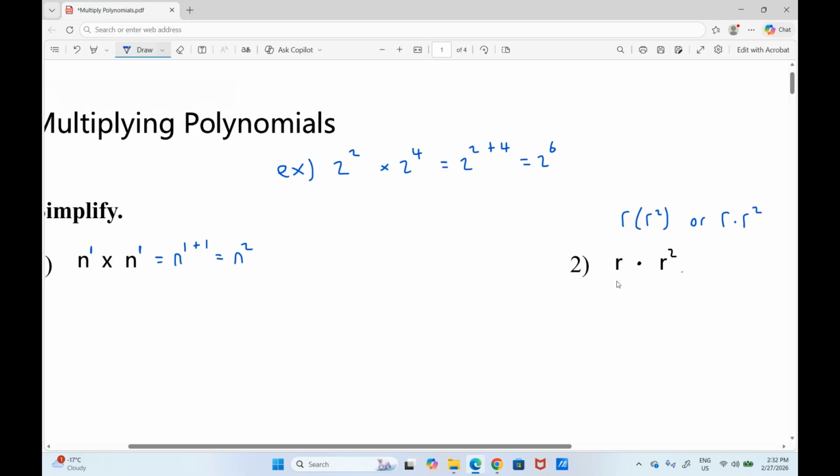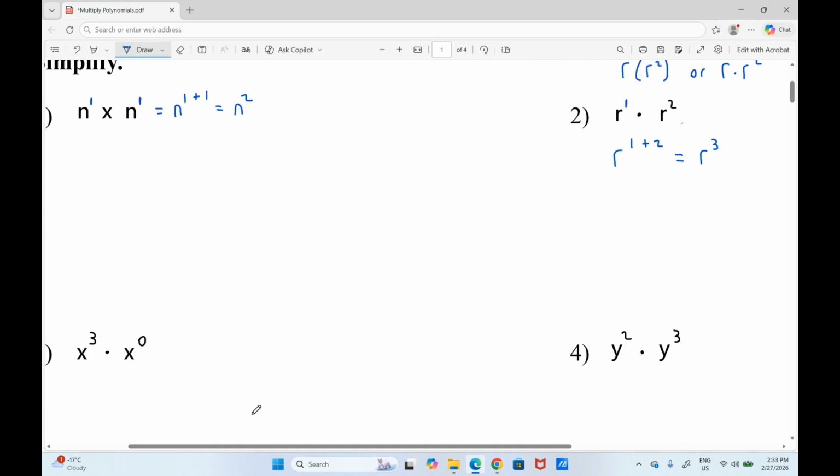Now, to solve for this question, there is an invisible 1 once again for every variable that doesn't have any exponent. So to solve for this one, it's just going to be r to the exponent of 1 plus 2. So when I multiply it together, I just add the exponents. And I'm able to do that because I have the same base. Both of the bases are r. So I have r to the exponent of 1 plus 2, which is r to the exponent of 3. So that's my answer there.